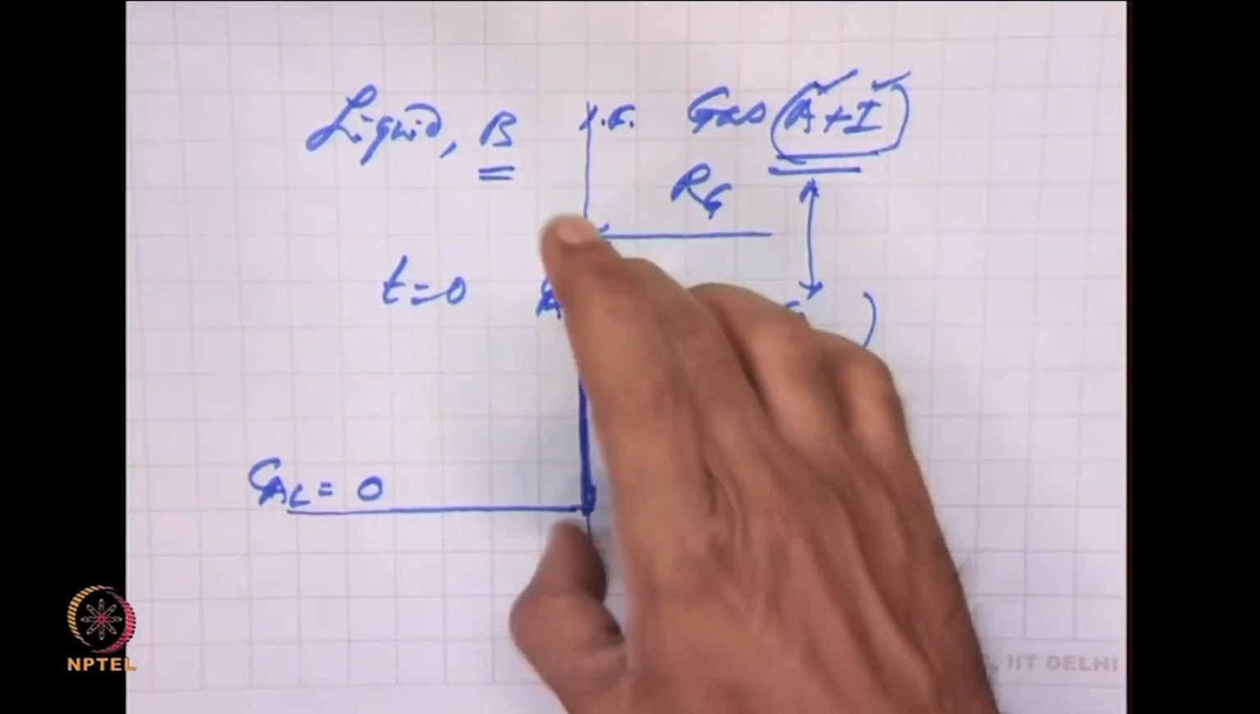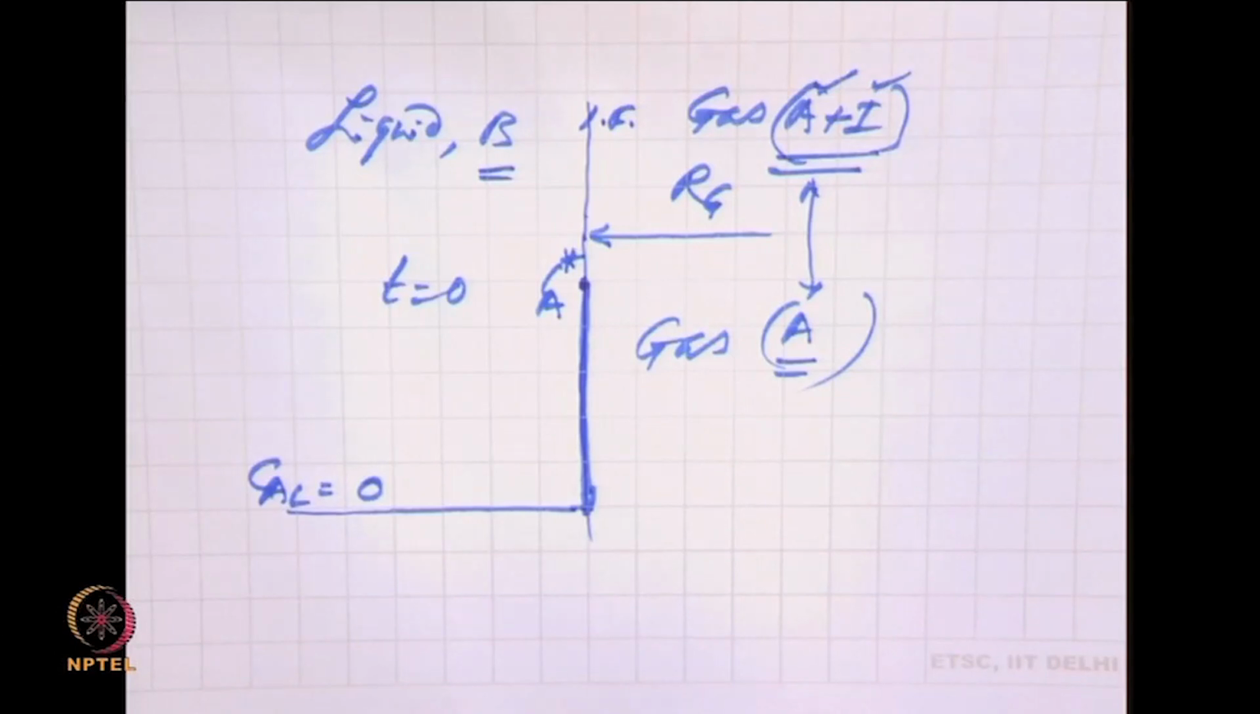If that is the case, the concentration gradient at time 0 is infinity, C A star minus 0 divided by 0, and anything divided by 0 is infinity. So, this gradient is infinity. If the concentration gradient at the surface at time 0 is infinity, that means the flux is infinity, because flux is proportional to the gradient of concentration.